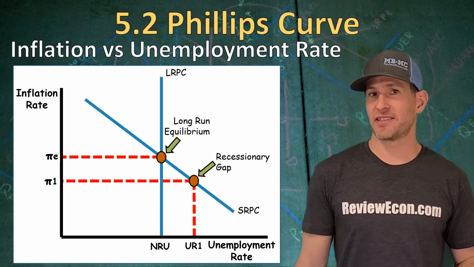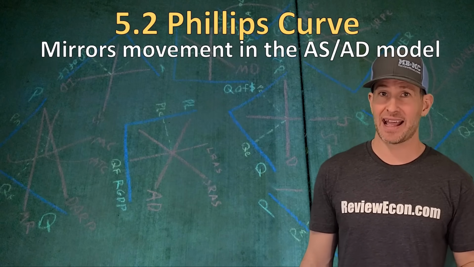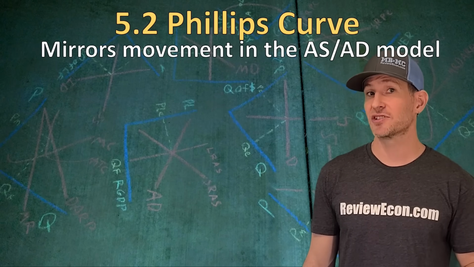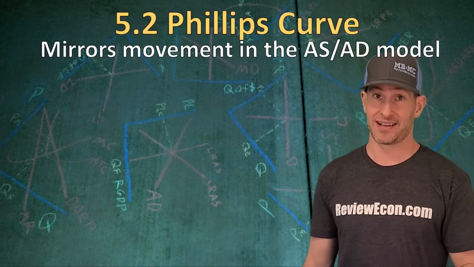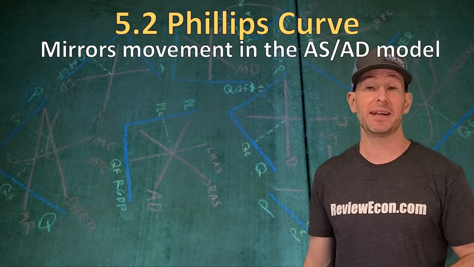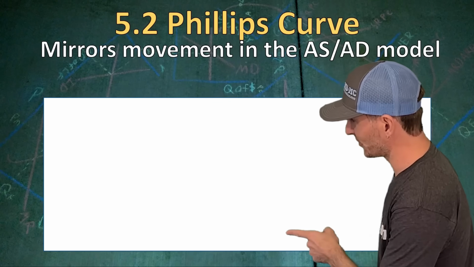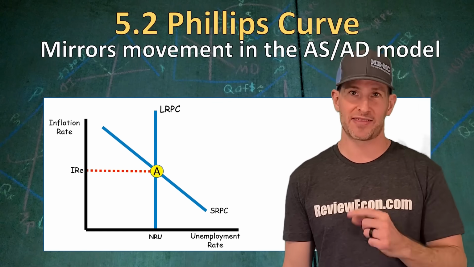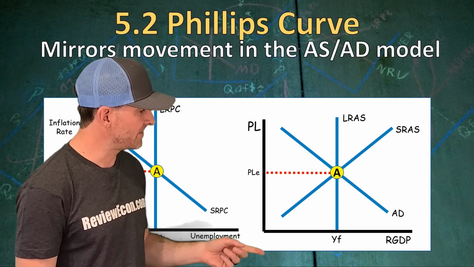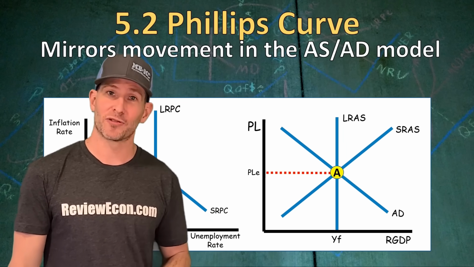When it comes to changes within the Phillips curve model, it's best to think of the ASAD model and realize that the changes we see there are going to be mirrored in the Phillips curve model. What that means is right is left and left is right. Let me show you what I'm talking about. Here we have the Phillips curve and we're currently at long-run equilibrium right there at point A. On the ASAD model, it means that we are currently operating at long-run equilibrium.